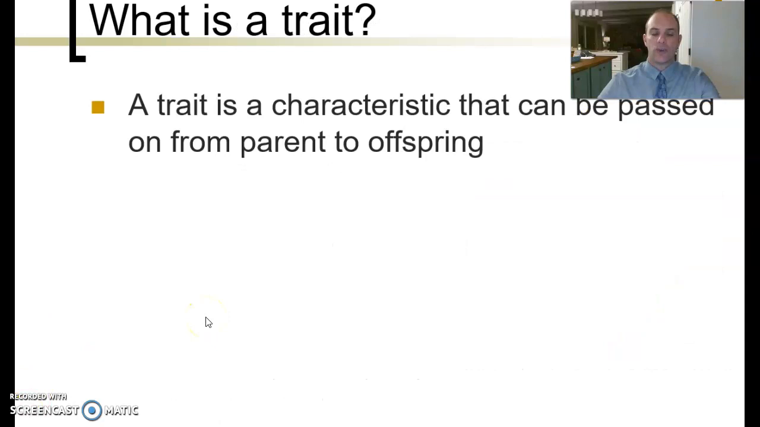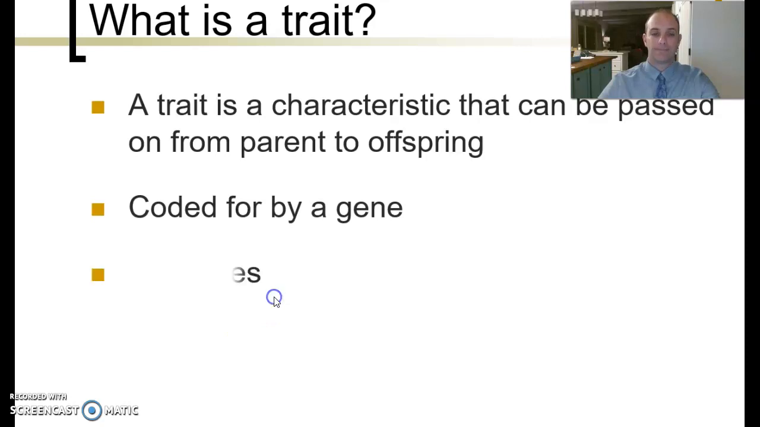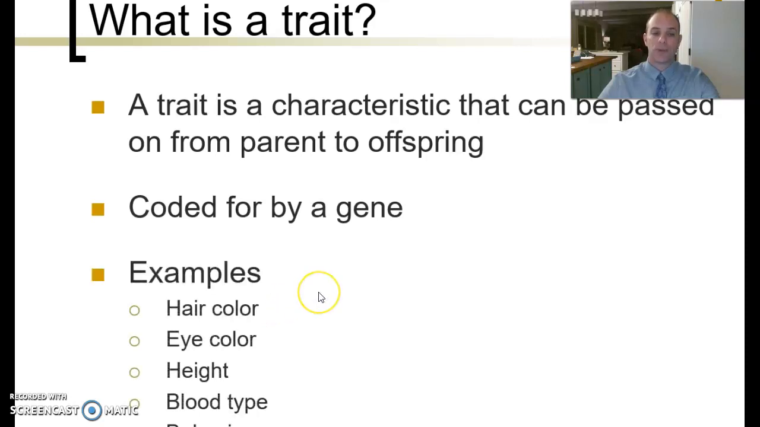So what is a trait? A trait is a characteristic that can be passed from a parent to offspring, coded for by a gene. Here are some examples for you. Hair color, eye color, height, blood type. Some type of behavior has been linked to genetic outcomes.